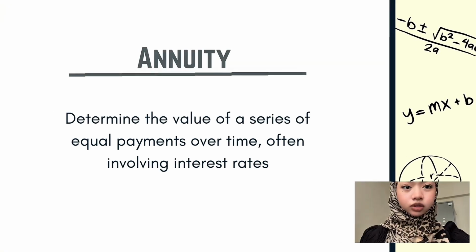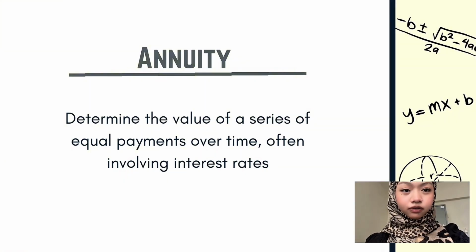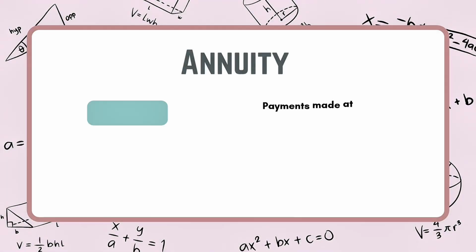They actually use the concept of compound interest to calculate the total value over a time. An annuity is a series of fixed payments made at regular intervals like monthly or yearly.